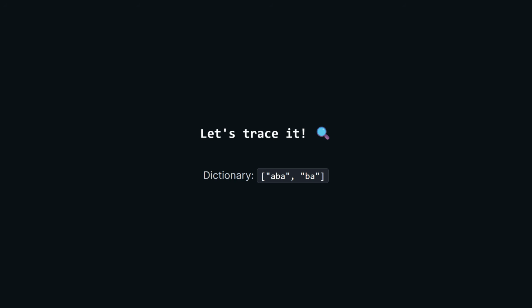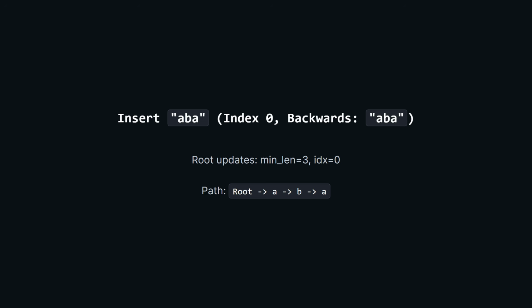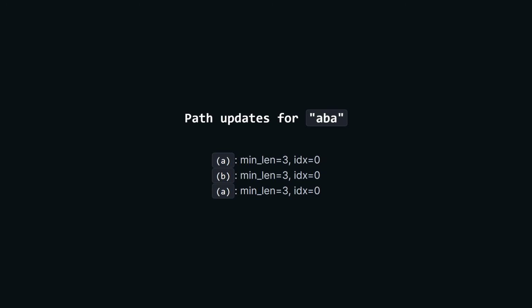Code is a lot easier to understand when you see it running, so let's trace a super simple dictionary with just two words. First we insert the word ABA. Backwards, it is still ABA. So we update the root to know our shortest word so far is length 3, and we build the path downwards. Every letter node along that specific path also records that a word of length 3 passed through it, saving index 0.